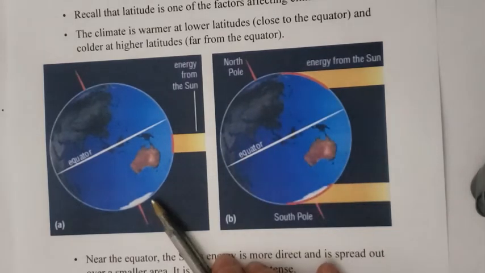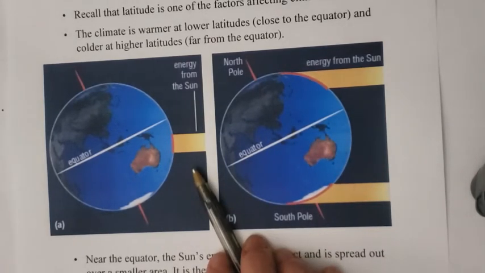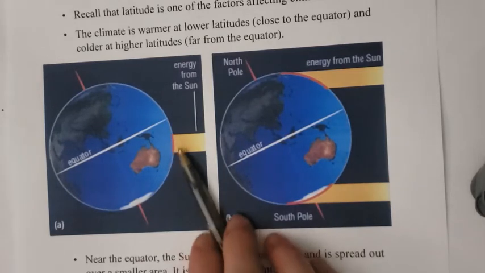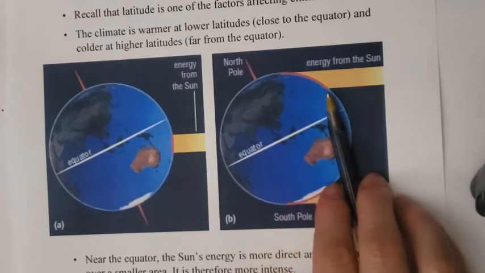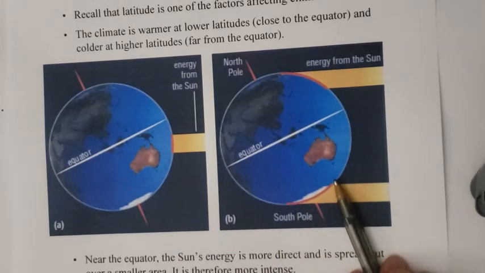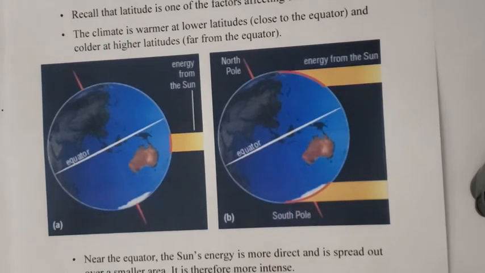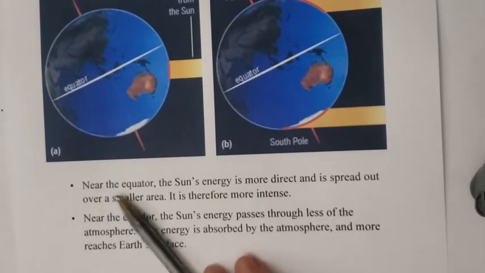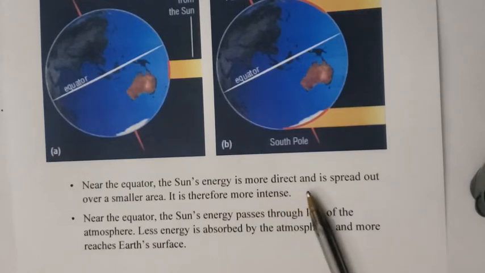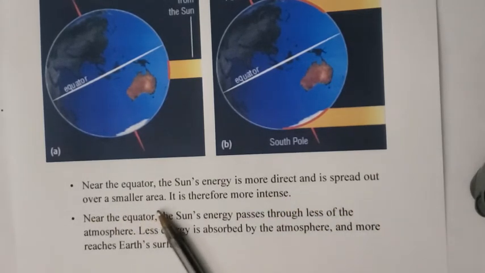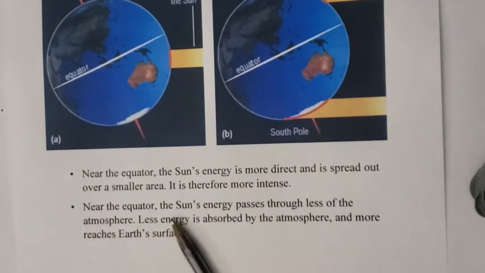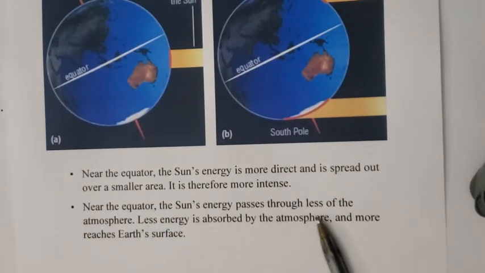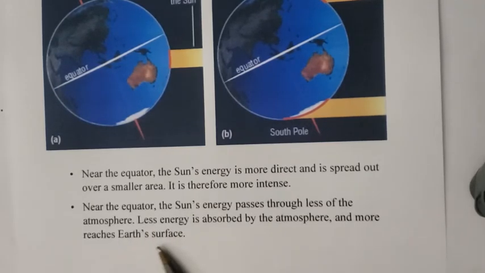It's almost like taking a magnifying glass and focusing all the beams in one little spot. It's going to get very, very hot here at the equator. However, on the poles, where that same amount of energy is spread out over a much larger area, it's not going to get as warm. So near the equator, the sun's energy is more direct and is spread out over a smaller area, and therefore is more intense. Near the equator, the sun's energy passes through less of the atmosphere. Less energy is absorbed by the atmosphere and more reaches the Earth's surface.